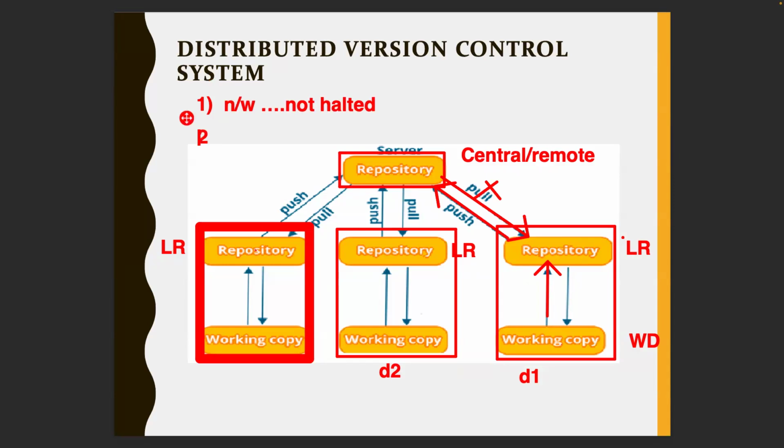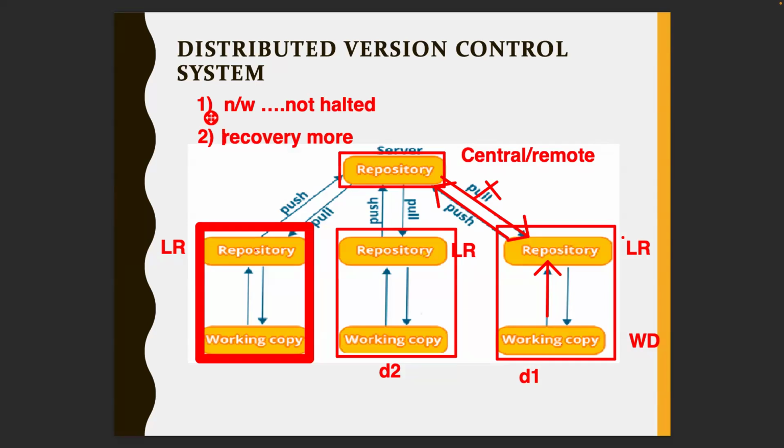Another thing is, even though the central server is gone, chances of recovery are more because everyone is having a copy of it. It's easy to recover. Chances of recovery are more. Recovery can be done, right? So that's how it overcomes the drawbacks of the centralized version control system.